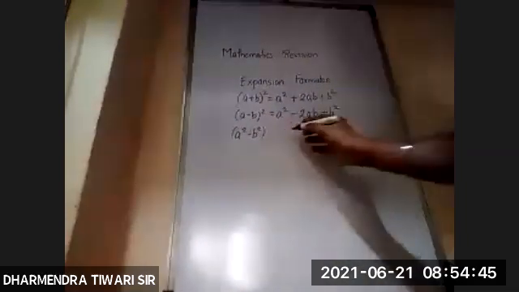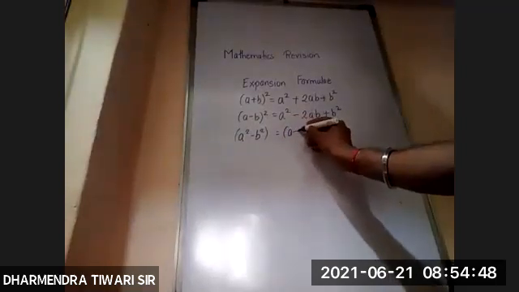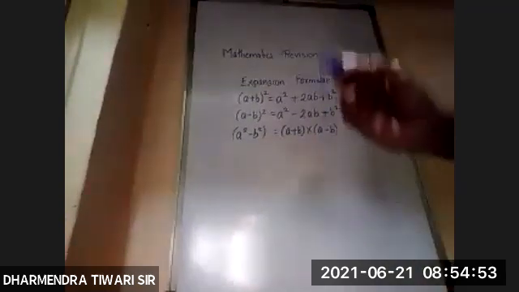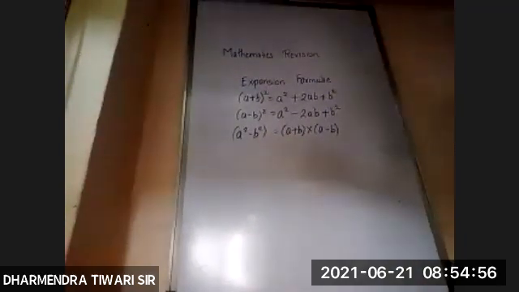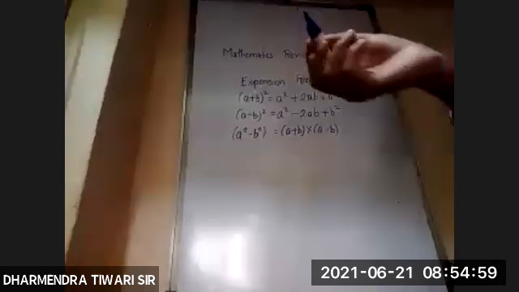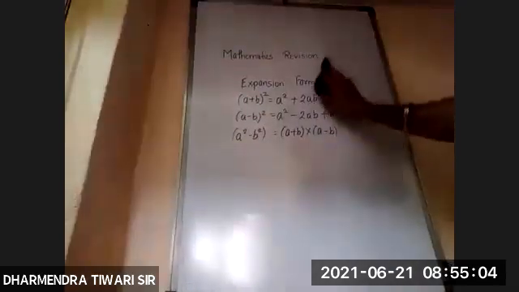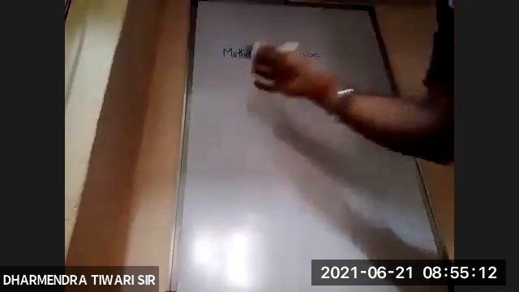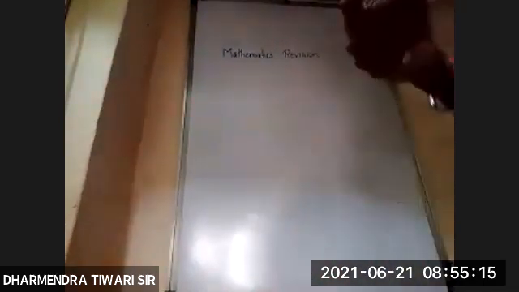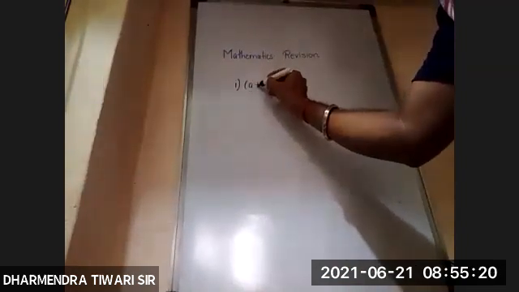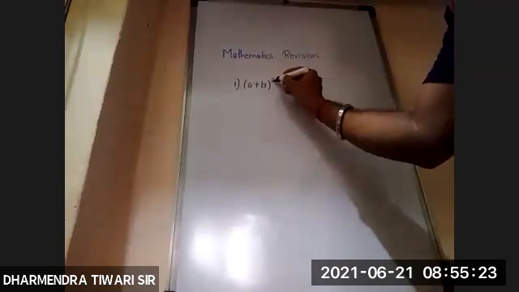The formula for this is given by a plus b into a minus b. This we have studied in our previous class, but today we will see how we got this formula. So let's start with the first one, that is a plus b the whole square.